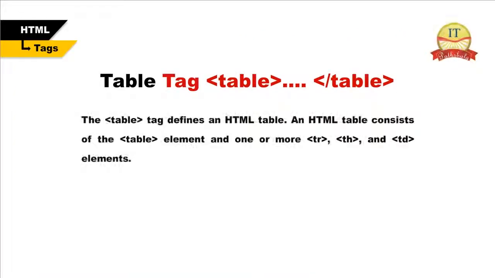Table tag. The table tag defines an HTML table. An HTML table consists of the table element and one or more of the following: TR tag, TH tag, and TD tag.